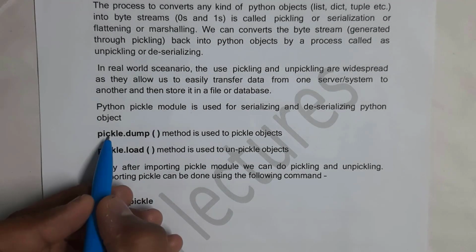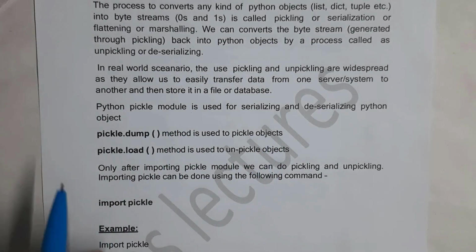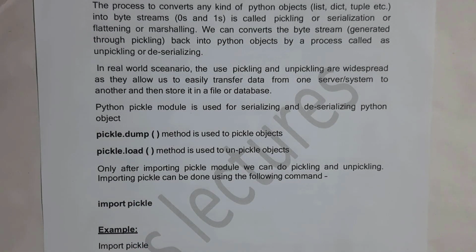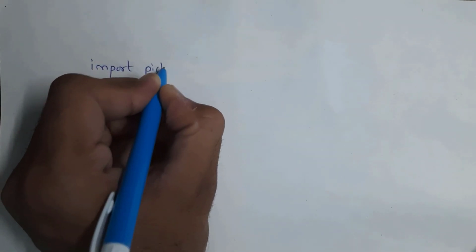Just remember this. pickle.dump method is used to pickle objects, and pickle.load method is used to unpickle objects. In order to use pickle module, at first you need to import pickle, and after importing pickle module we can do pickling and unpickling. This is the example. At first you need to import pickle module. By using import keyword you can import any module. I want to import pickle module. So at first write import pickle.